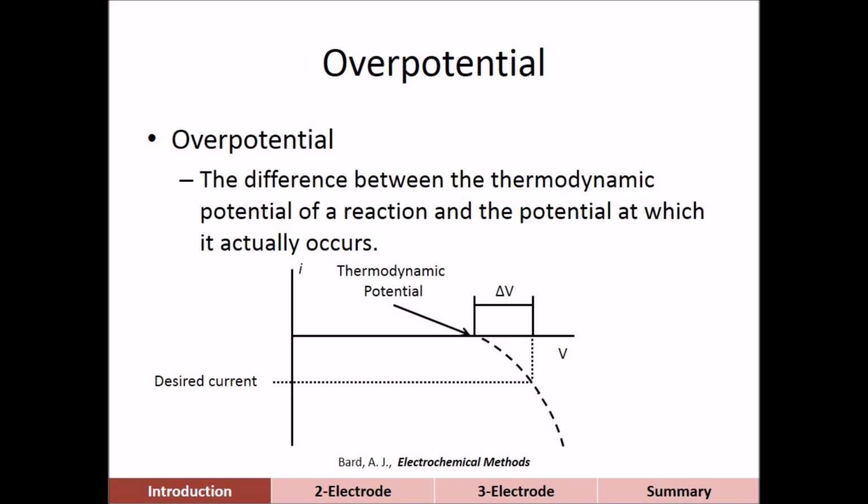So this extra voltage that needs to be applied is what we term the overpotential. Overpotential is the difference between the thermodynamic potential of a reaction and the actual potential at which that reaction occurs. As seen below, to pass the desired current, we must apply the thermodynamic potential of this reaction plus delta V, which is our overpotential.